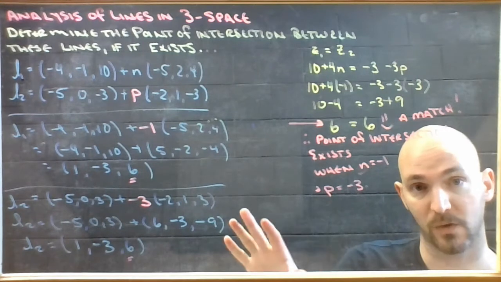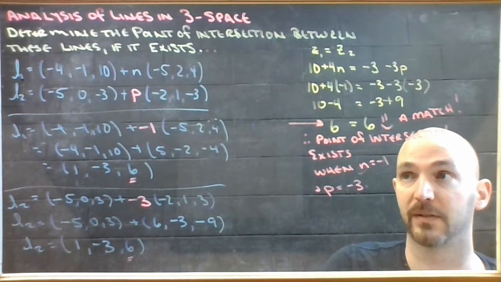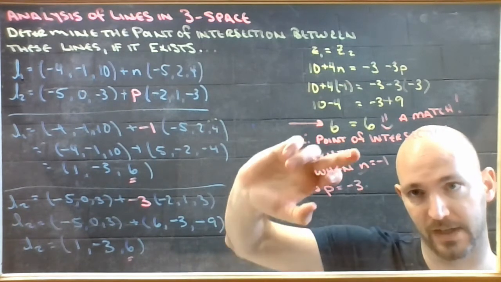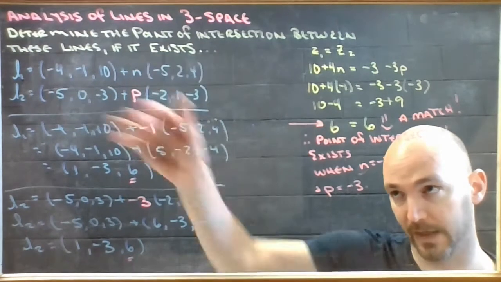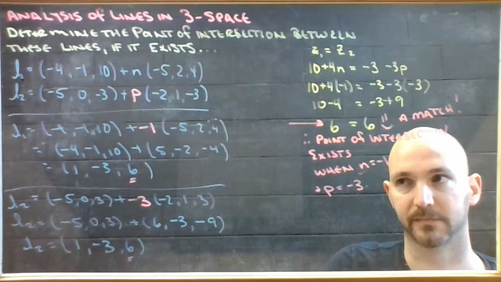So I went through this whole process and I checked to see if I could get a match. If I get a match, then the point of intersection exists. To actually find the point of intersection, I just need to drop a parameter into one of the original lines and find the coordinates that it happens at.